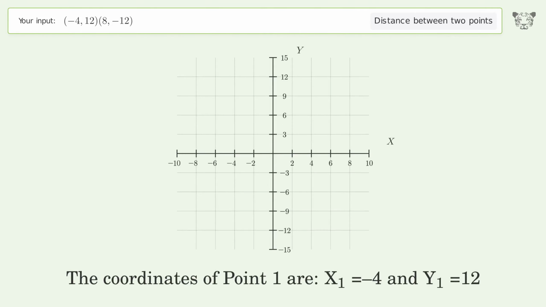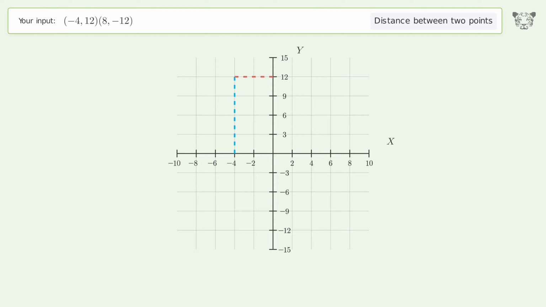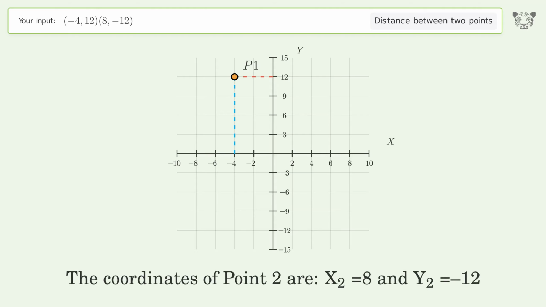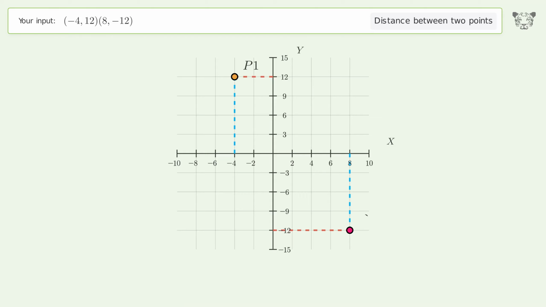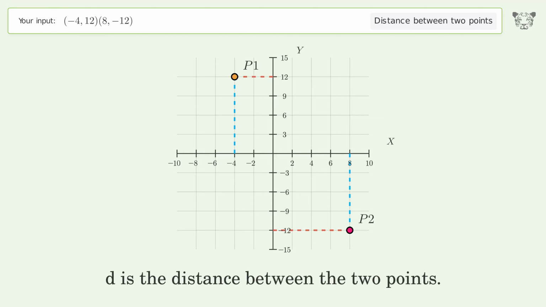The coordinates of point 1 are x1 equals -4 and y1 equals 12. The coordinates of point 2 are x2 equals 8 and y2 equals -12. D is the distance between the 2 points.